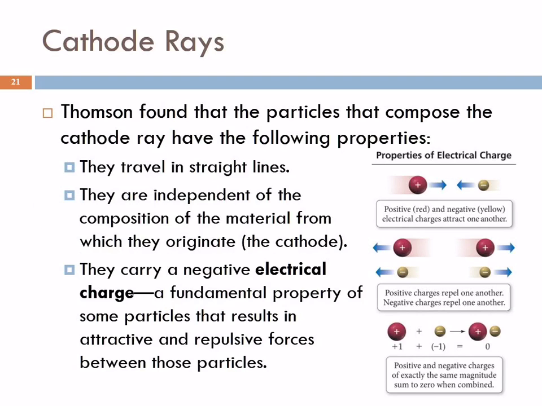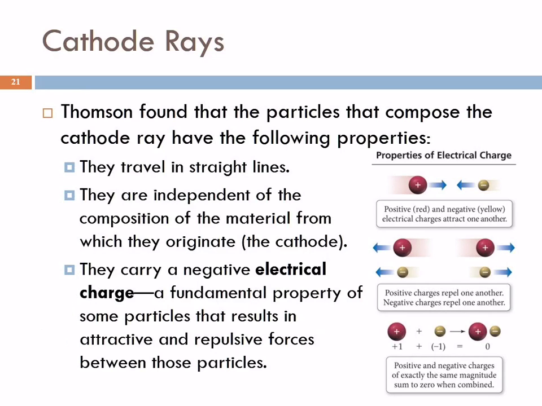If you make the cathode out of lead, or out of copper, or out of tin, the cathode rays are exactly the same. They carry a negative electrical charge.